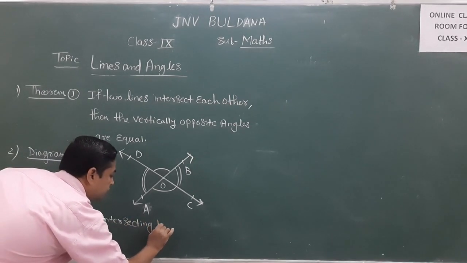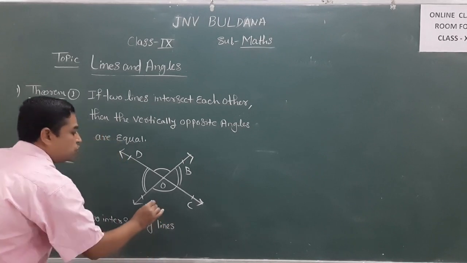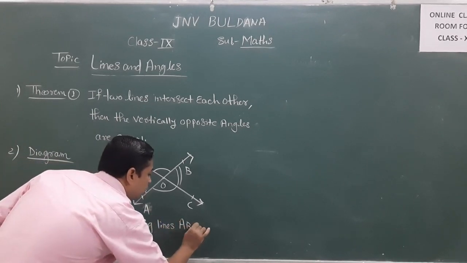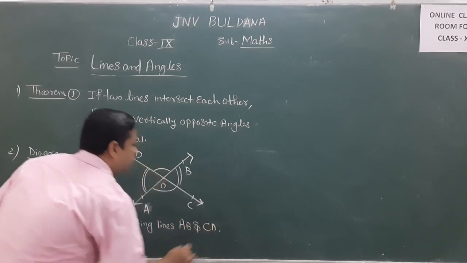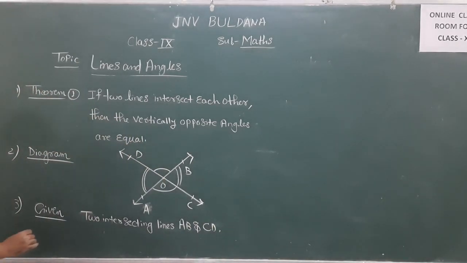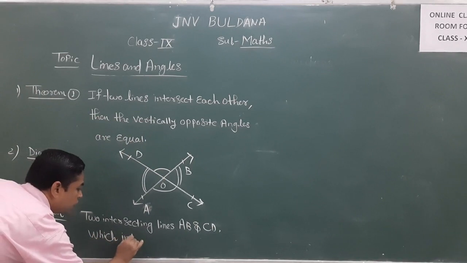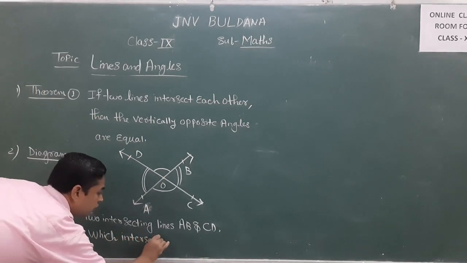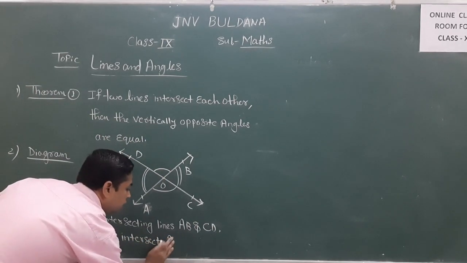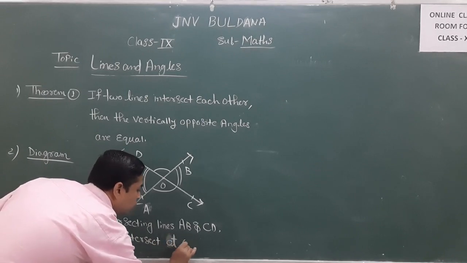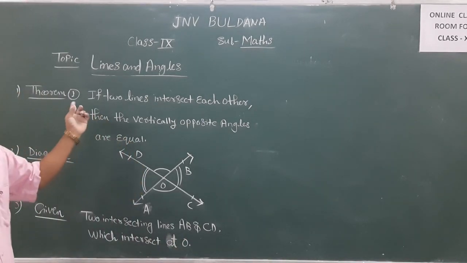Two intersecting lines. Which one? AB and CD, which intersect at O.